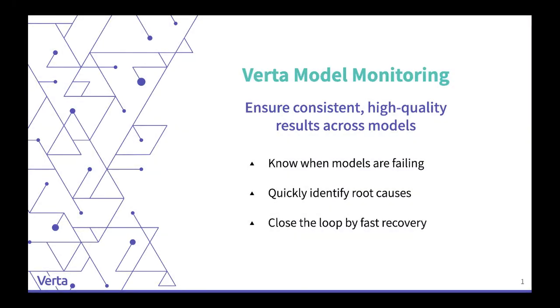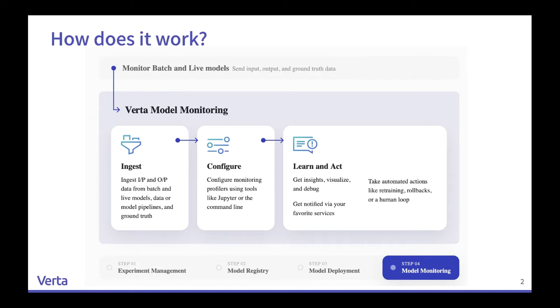Verta's Model Monitoring tool suite is designed to seamlessly augment your workflows with visibility into your data and transparency for your models. It starts with data, flexibly ingesting inputs and outputs from batch models, live models, ground truths, and pipelines. Then, configure custom profilers and labels for your data within your existing workflows, and you'll be set for access to an array of insights, visualizations, notifications, and actions to close the loop on model misbehavior and iteration.